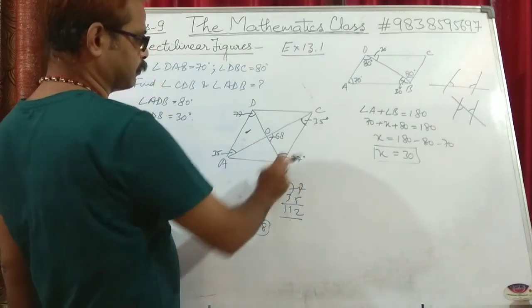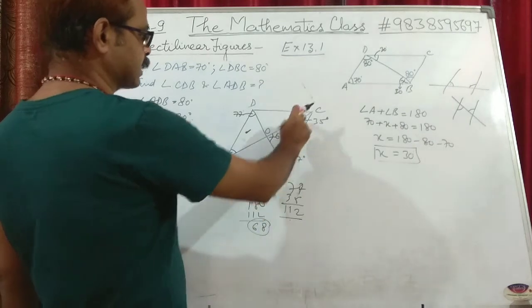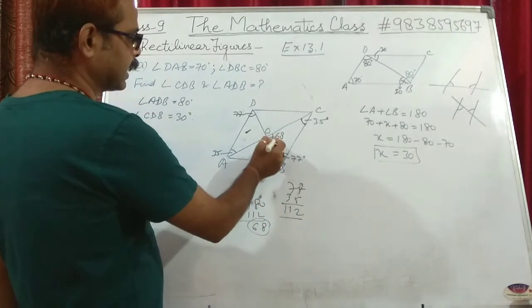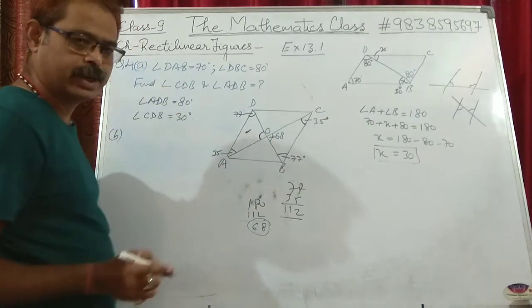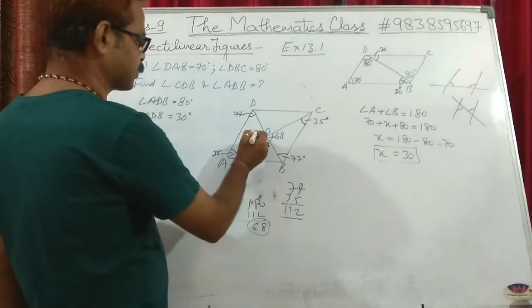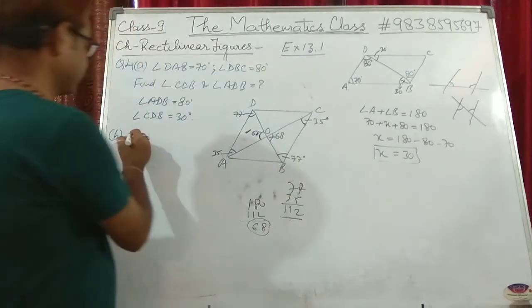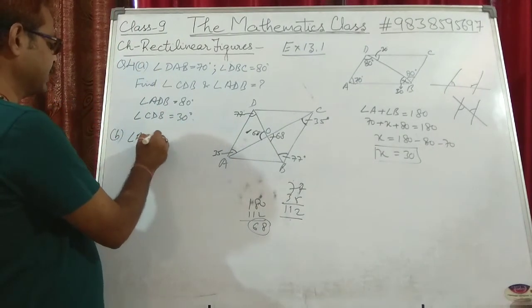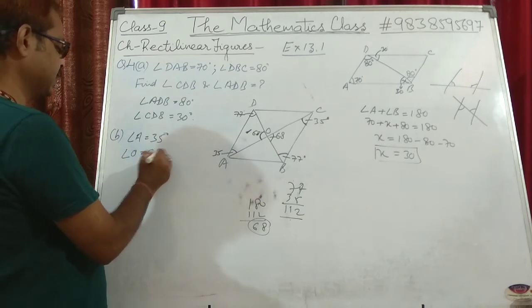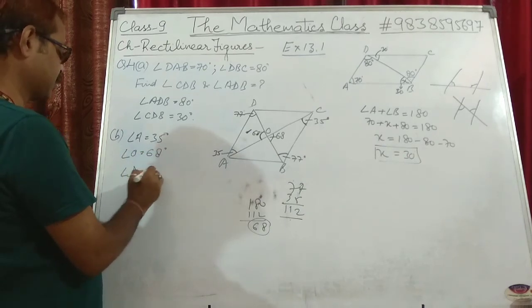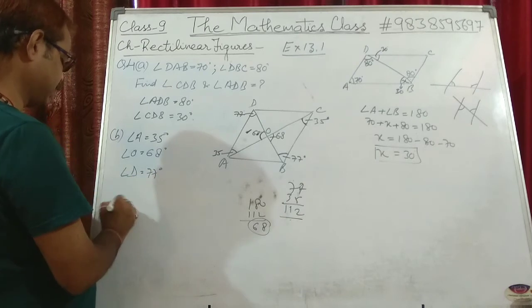How? Out of 180 I have subtracted 77 and 35 to get this angle, and this angle will be equal to this side angle O because they are vertically opposite angles. So this is 68 degrees. So we can say angle A is equal to 35 degrees, angle O is equal to 68 degrees, and angle D is equal to 77 degrees.